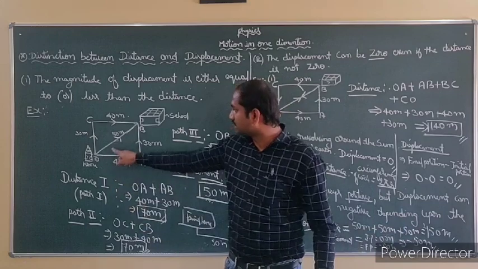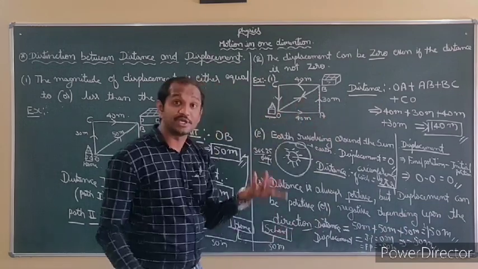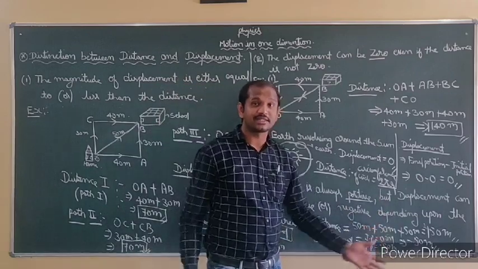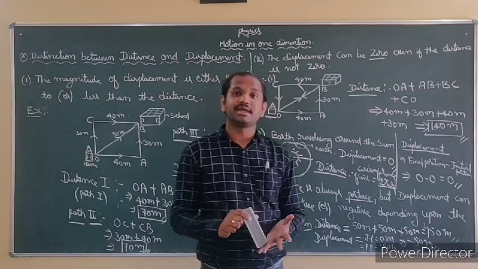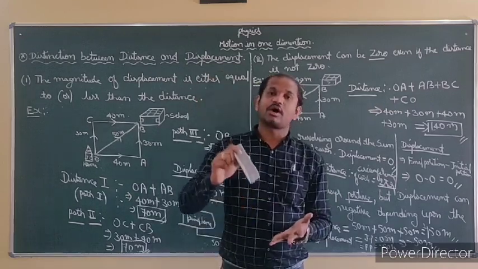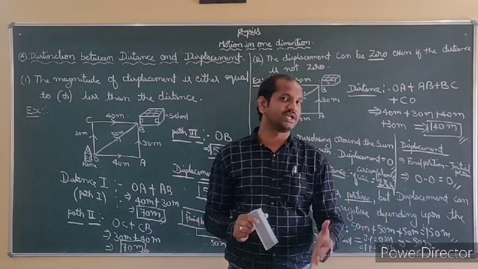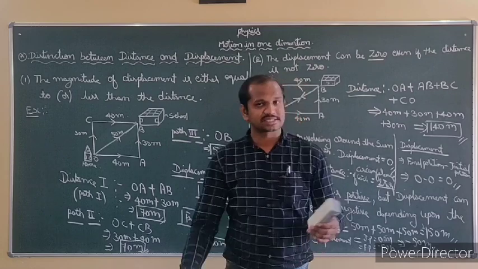In this example we have seen displacement is positive. In this example we came to know displacement is 0. In this example we came to know displacement is negative. Did you understand? Therefore distance is always positive. Displacement can be positive or 0 or negative. Did you understand the complete concept of displacement? If you still have doubts, you can go with the textbook or be free to ask me your doubts.